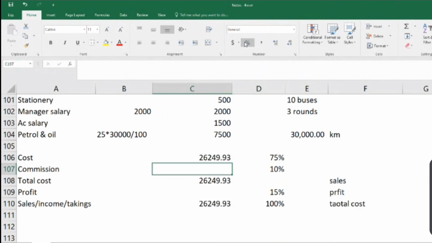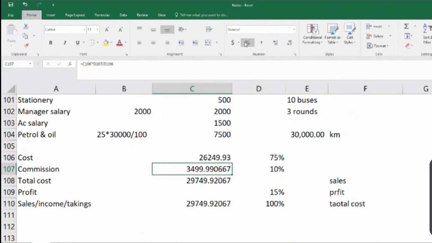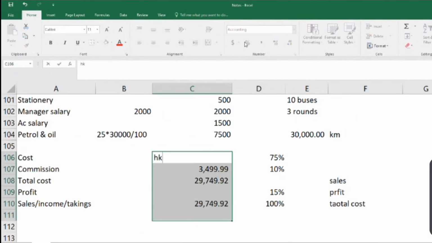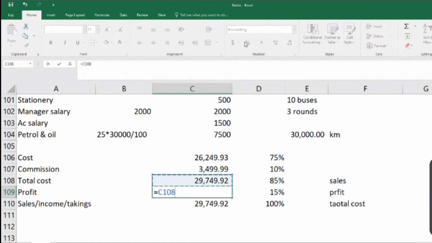So cross multiplication again. If 75% is going to be 26,249, what will be the 10%? Divided by 75%. So this is our total cost we have arrived. This is 85%. What will be your profit? Again same, cross multiply. If you arrived at one thing, you can cross multiply and get other figures.